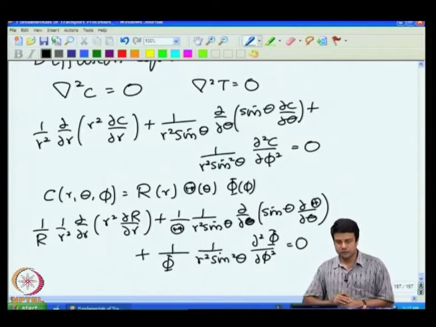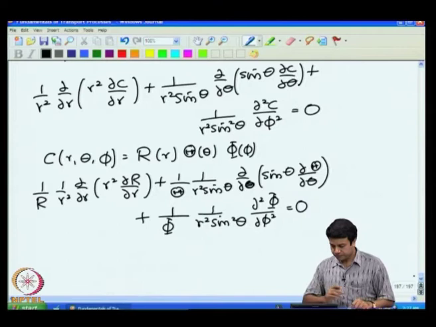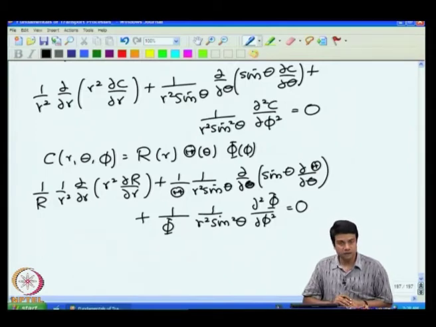So, this is the conservation equation that we get in terms of r, theta and phi. A little more complicated than the equation that we got in terms of x, y and z. It is not obvious from this equation how one would do a separation of variables. However, it can be done.